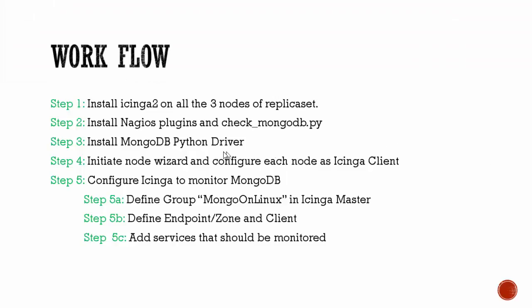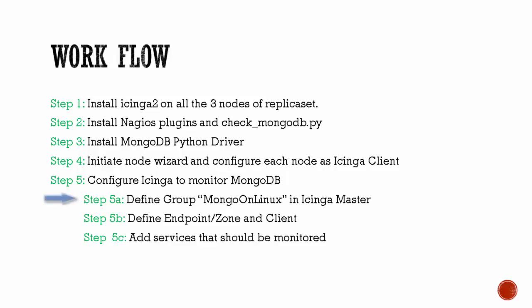First, we will install Icinga2 on all the 3 nodes of our Mongo database replica set. Then we will install Nagios plugins on all the 3 nodes. Also, we will install the check_mongodb.py script. This script is available to download from GitHub. This is a Python script and we need to install PyMongo, which is a Python driver from MongoDB. Next, we will initiate the Icinga node wizard from each node and configure them as clients.